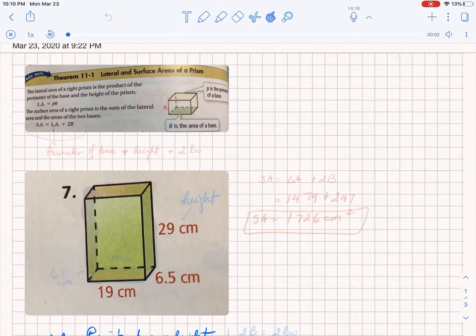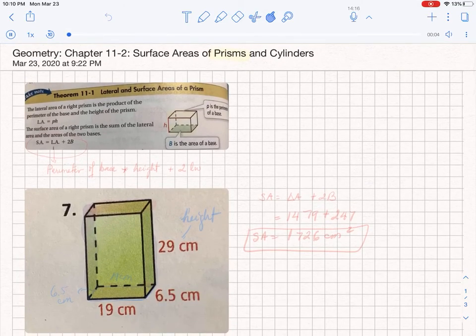Hello guys, we are doing the surface area of a prism. When you hear the word prism, you should think of two bases. Every time you hear the word prism, it actually has two bases. Surface area will include the laterals and all the bases. Once you find them, you add them together.